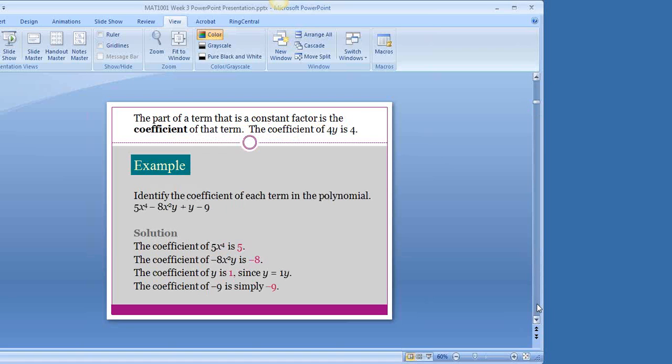Okay, the coefficient is just the number in front of that term. And if you look at that y term, there's no number in front. That coefficient would be 1 because it's an understood 1.